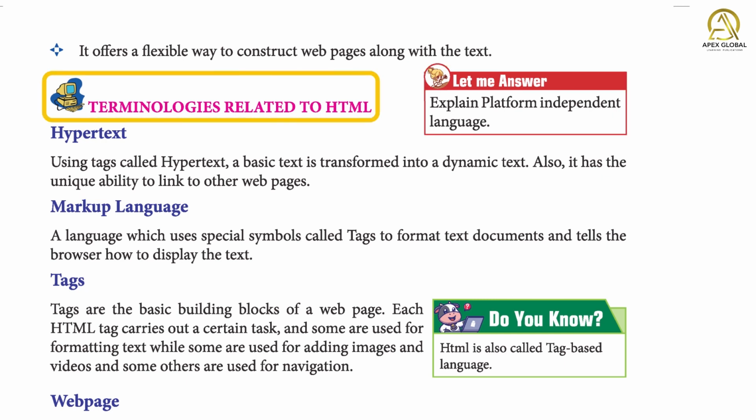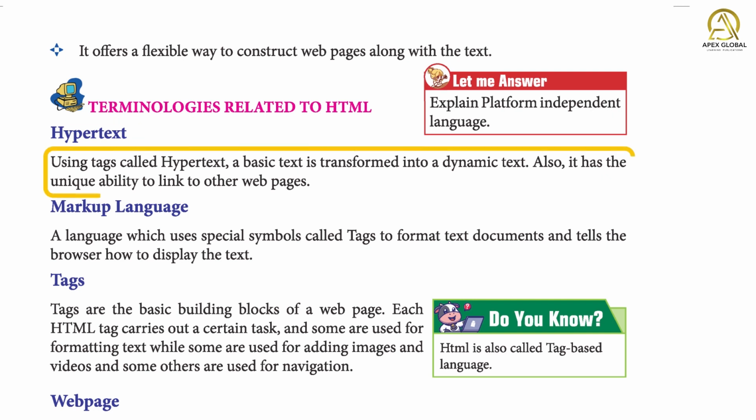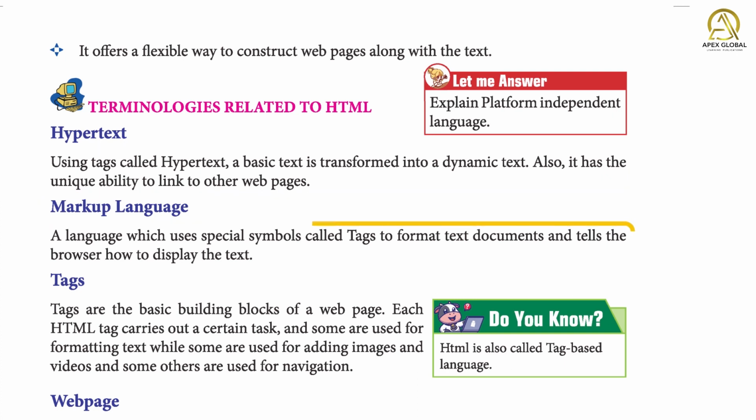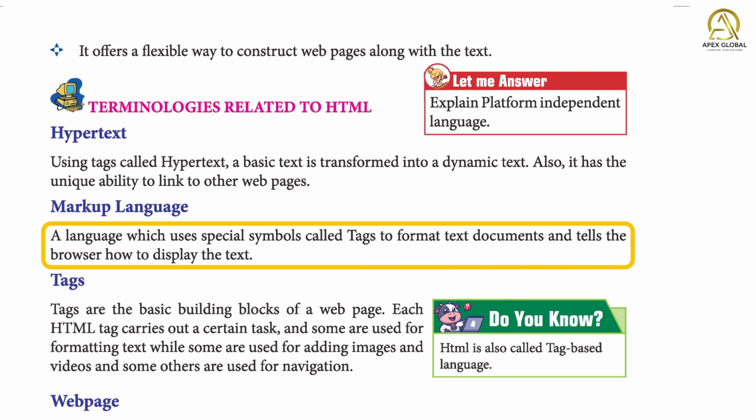Terminologies related to HTML. Hypertext. Using text called hypertext, a basic text is transformed into a dynamic text. Also, it has the unique ability to link to other web pages. Markup language. A language which uses special symbols called tags to format a text document and tells the browser how to display the text.